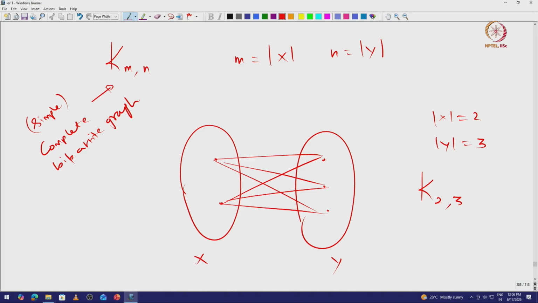Okay. So, again it is an important problem to determine whether a given graph is a complete bipartite graph or a bipartite graph or not. Okay. We will see some characterization of how to determine whether a given graph is a bipartite graph or not. Okay. I will stop here.